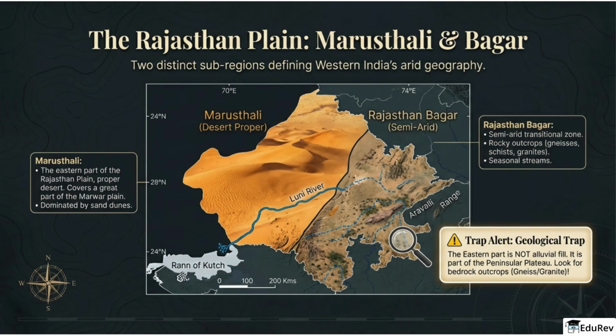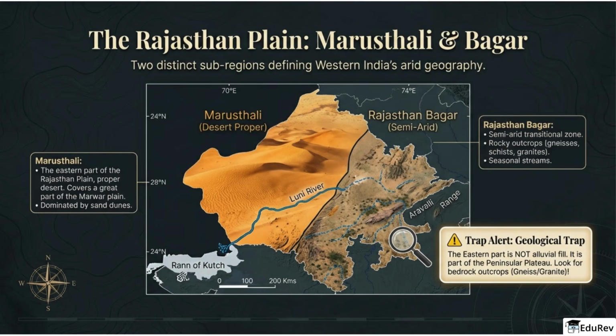Marustali is the desert proper. It is the eastern part of the Rajasthan Plain, covers a great part of the Marwar Plain, and is dominated by sand dunes. Rajasthan Bagar is semi-arid. It is a transitional zone with rocky outcrops including gneisses, schists, and granites, and it has seasonal streams. The map anchors you with the Luni River, the Aravalli Range, and the Run of Kutch.